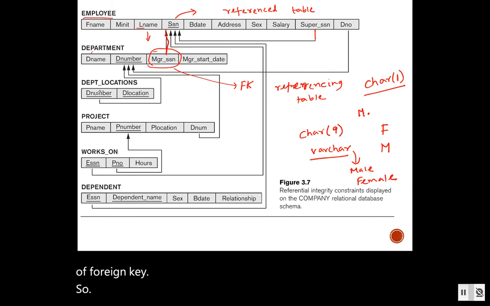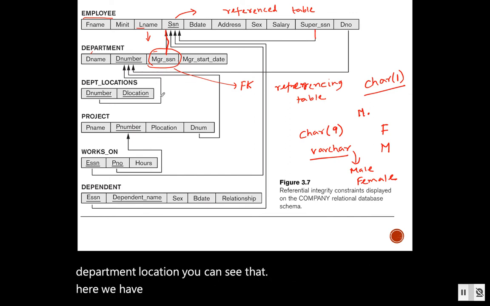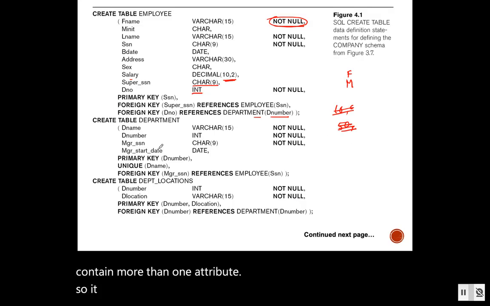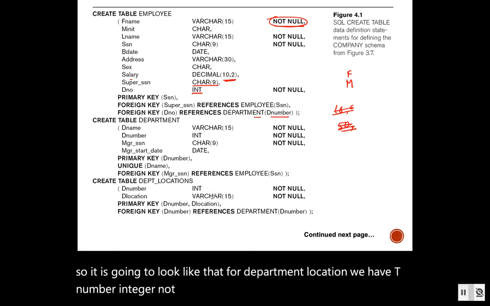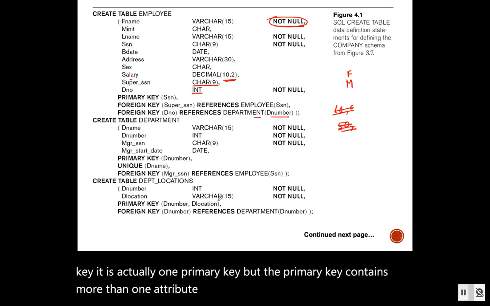So let me show you the example of department location. In the department location you can see that here we have underlined two attributes. So remember, every table will have only one primary key, but the primary key can contain more than one attribute. For department location we have Dnumber integer not null, Dlocation varchar not null. So it is actually one primary key, but the primary key contains more than one attribute. So Dnumber, Dlocation, all together will be the primary key.